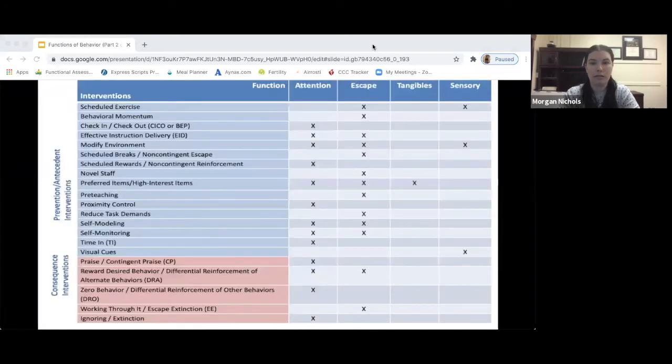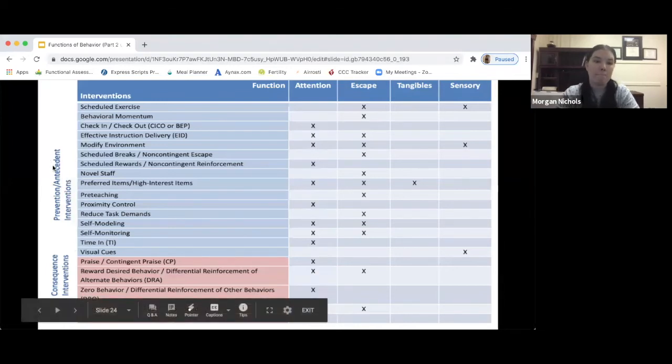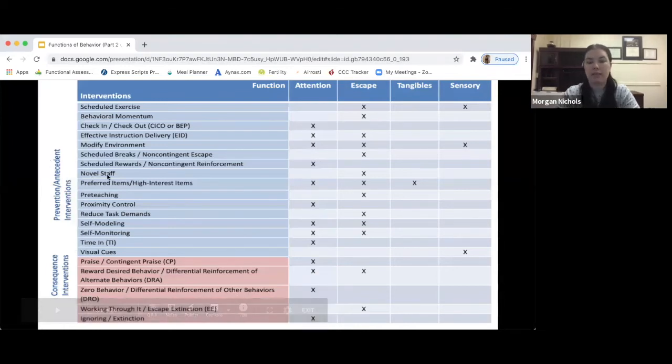And then again, for you visual learners like myself, I have this fancy chart. Now this chart is actually meant for school and not necessarily for at home, but it can be used at home as well, because some of these things can definitely be used. I mean, it says things like novel staff, so we can't really use that one at home as much, but we can definitely give our children preferred items or high interest items. Their favorite toy is kind of what that means.